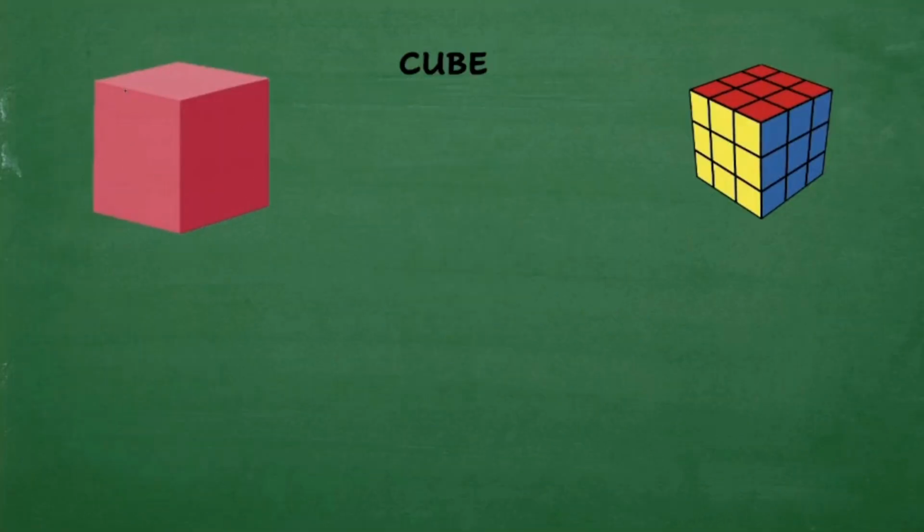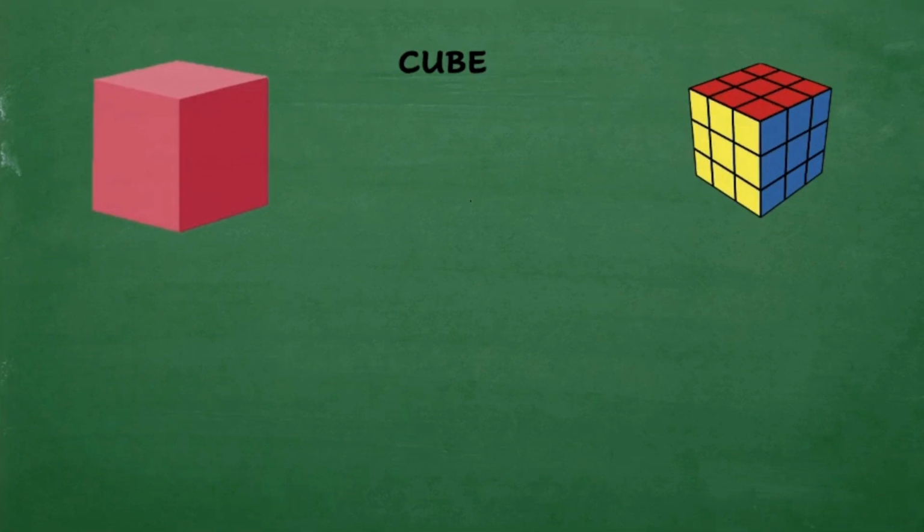Aspirants, today we'll start a new chapter, our fourth chapter: cubes. If we talk about cubes in terms of logical reasoning, we have to visualize a lot. So before that, let's check certain key properties of cubes which are very important in this topic.